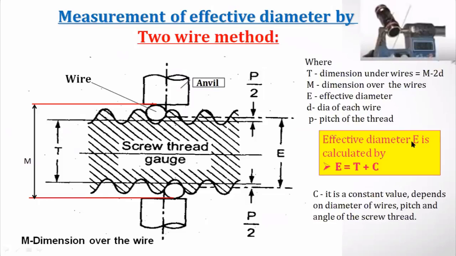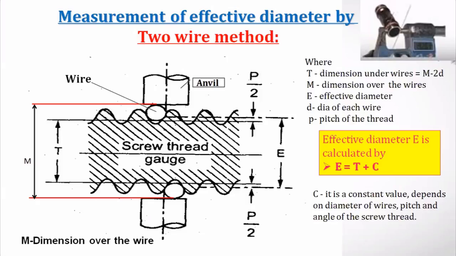See, the effective diameter E can be calculated by this formula: E is equal to T plus C. In some books or some videos, you might have observed that it has been represented as E is equal to T plus P. I hope you noticed that formula in that video, E is equal to T plus P. But here, to avoid confusion, I will explain it later in the next slide. They are considered as C only. E is equal to T plus C. So finally, this is the equation into which you can substitute to get the effective diameter, or you can call it the pitch diameter, of the given screw thread.